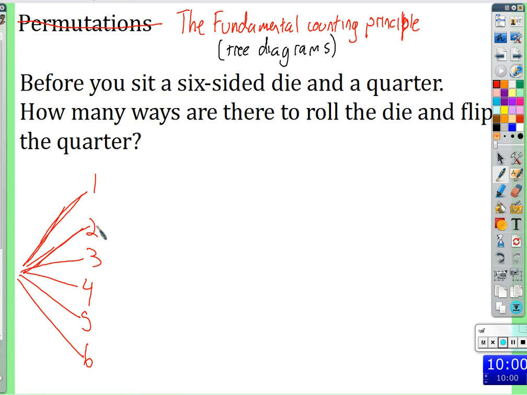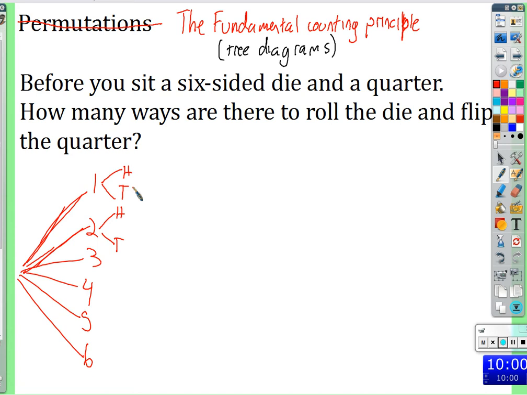What are the two branches after you roll a two? Heads or tails. What about if you go down the branch that is you rolling a 1? You flip heads or tails. And it's heads or tails all the way down for all six of those options.